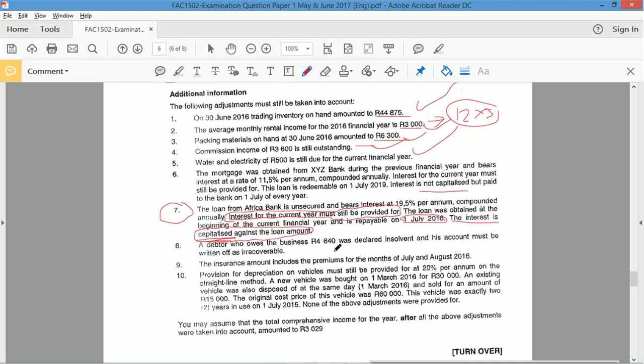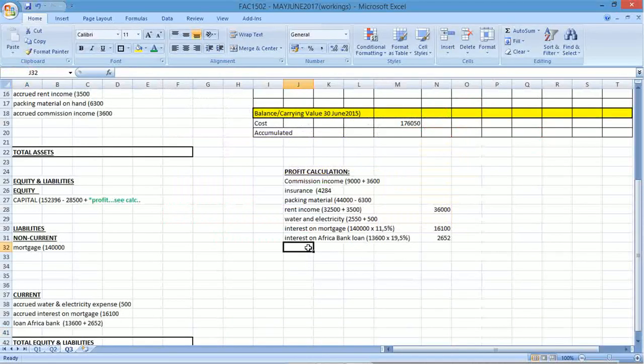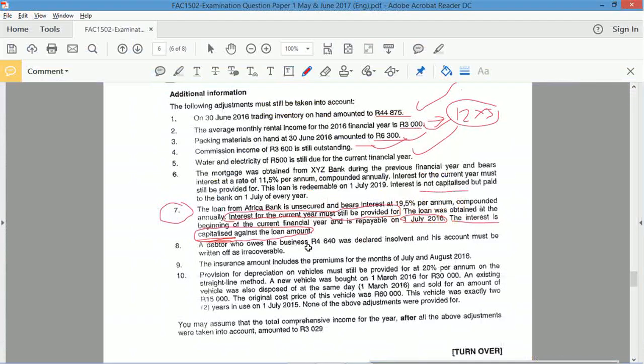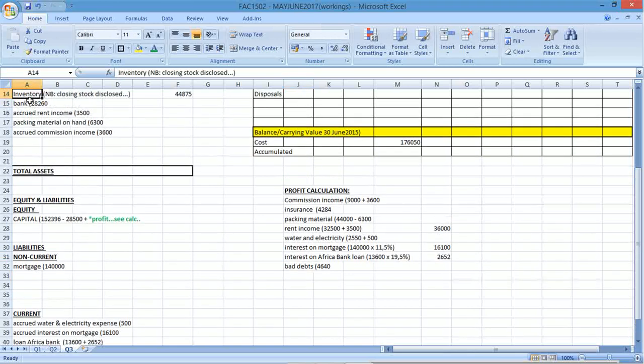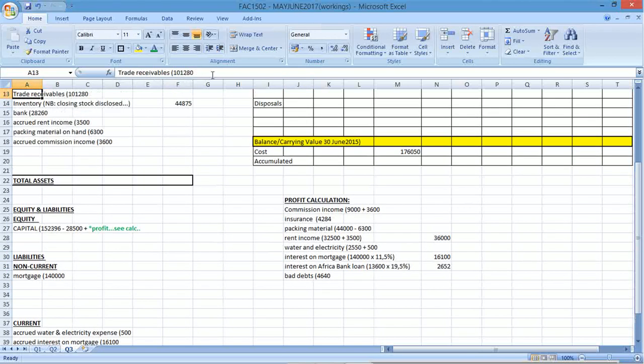Next, debt who owes the business declared insolvent. That's bad debt. Bad debt will be written off. So bad debts 4640. Yes. 4640, and that's going to come off your debtors. Where's my debtors? There's my trade debtors, receivables minus 4640.